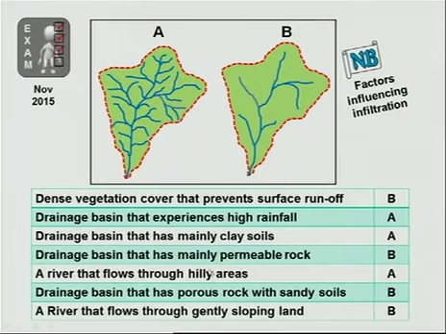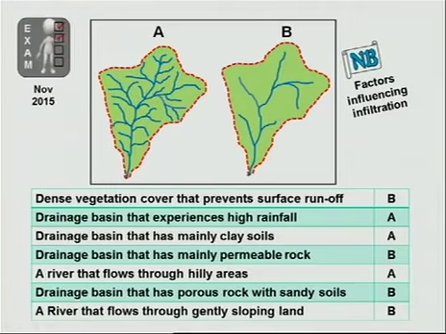A river that flows through hilly areas immediately. If you see such a lot of rivers, all the rivers must start obviously at a higher point. So this means that there would be many hills here. Then drainage basin that has porous rock with sandy soils. In other words, again here, you've got porous rock. Porous means that the water can go through sandy soils. The water can go through, it can infiltrate through the sand. A river that flows through gently sloping land. Remember what we said there? That would also be your letter B here.